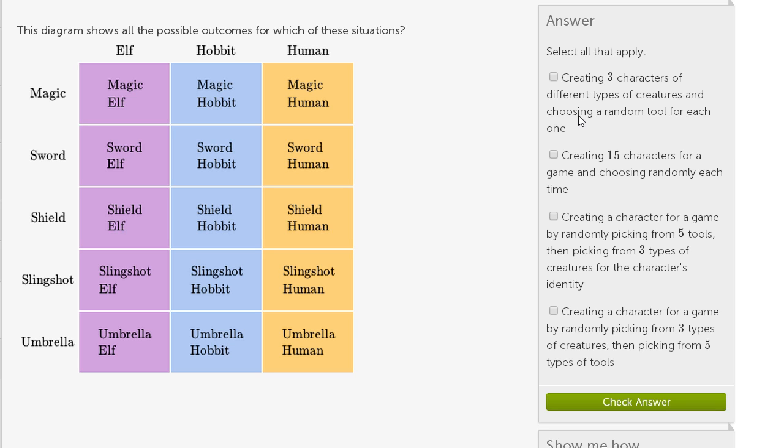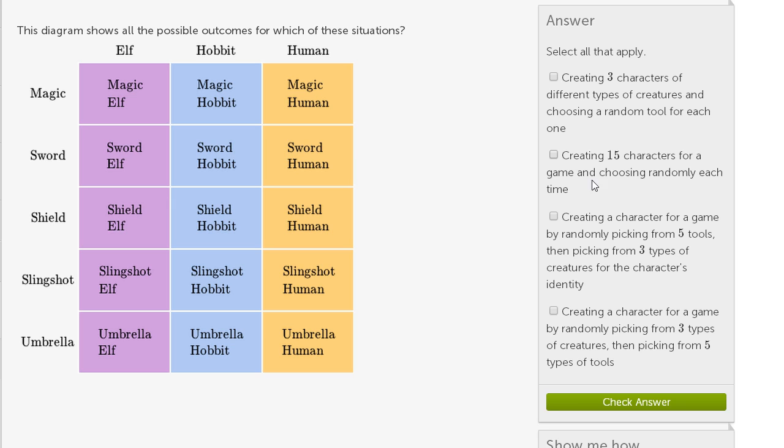And so the total number of possibilities is going to be 5 for the first one, times 5 for the second one, times 5 for the third one. So in this situation, assuming that these are the only 3 characters, you're going to have 1 elf, 1 hobbit, and 1 human. You have 125 possibilities. This isn't this situation right over here.